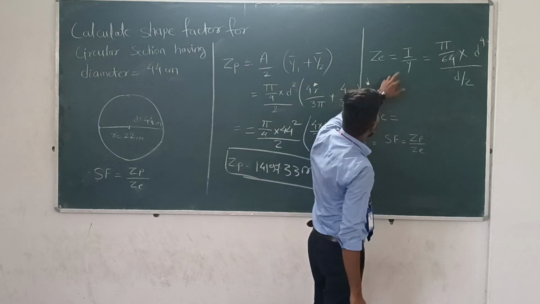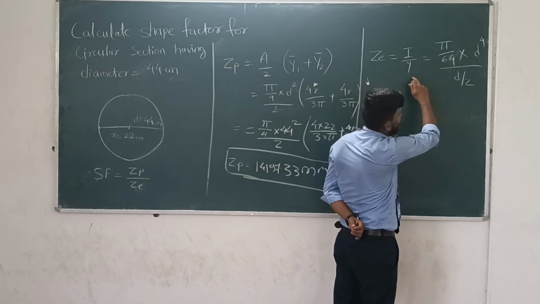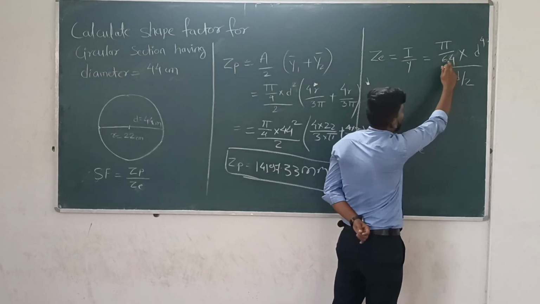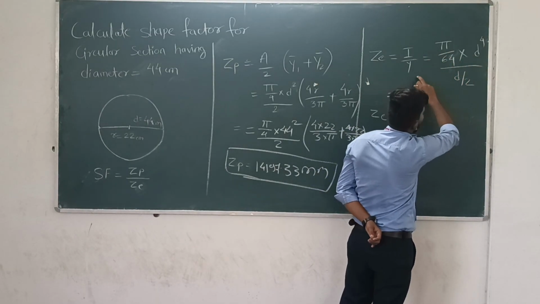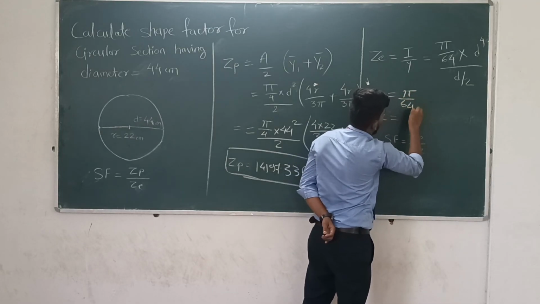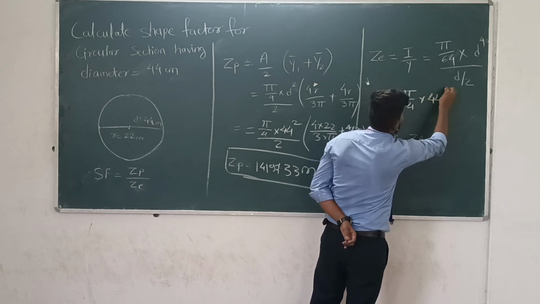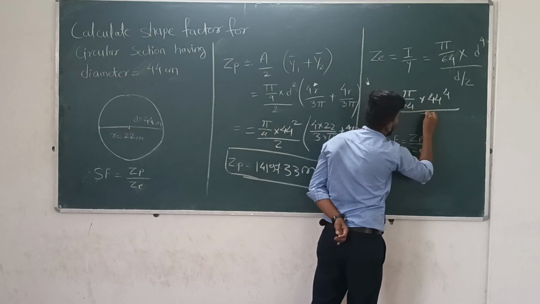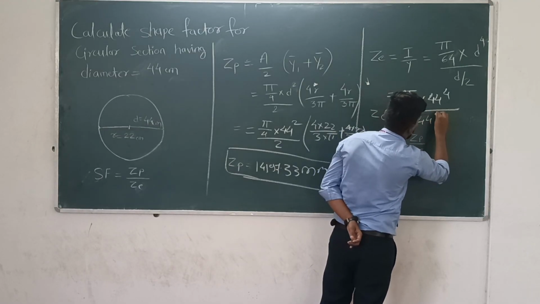And the second step is calculating Ze, the elastic modulus. The elastic modulus is equal to I divided by y. I is the moment of inertia, and y is half of the diameter. I is pi by 64 into d power 4, divided by y. Put the values: pi by 64 into 22 to the power 4, divided by 44 divided by 2.